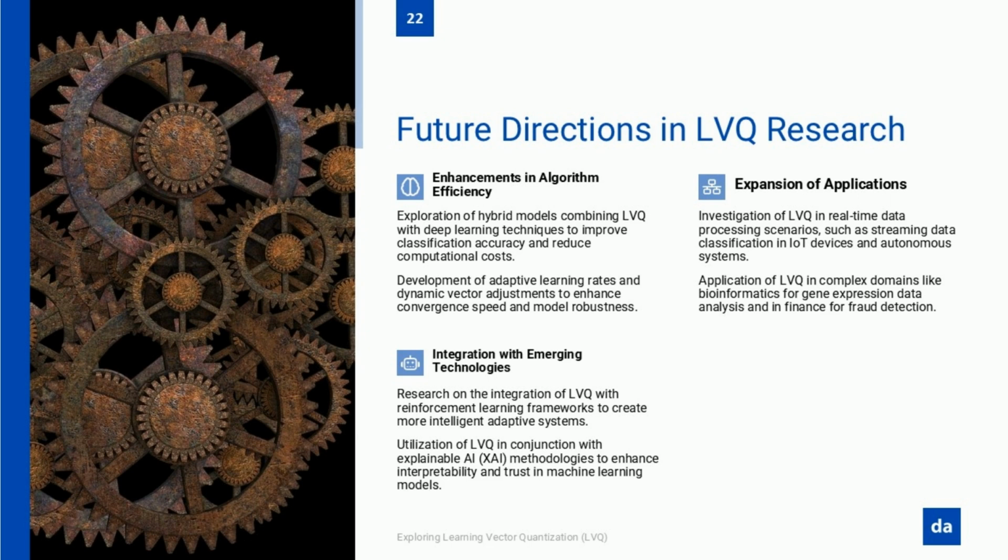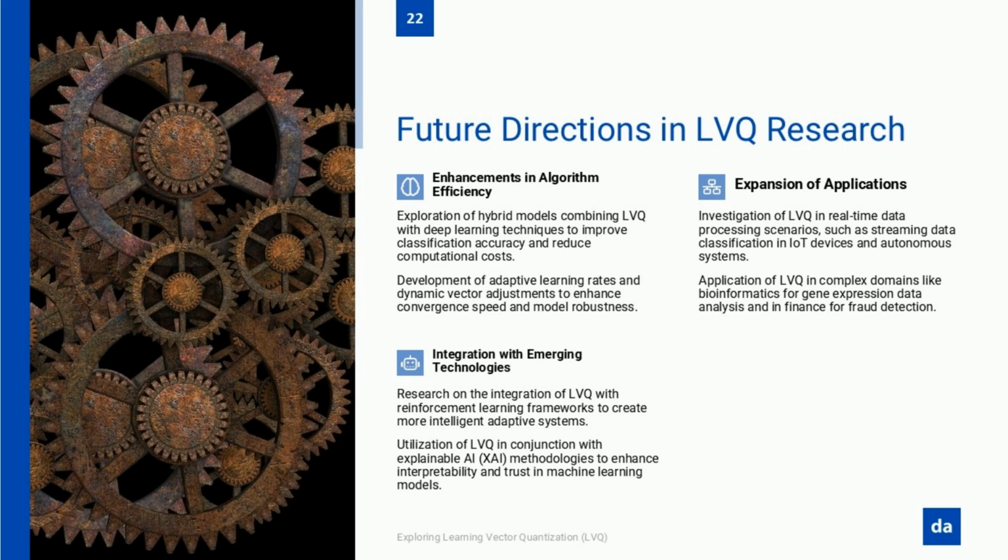One of the most exciting areas of LVQ research is its integration with deep learning. Right now, deep learning models like neural networks excel at feature extraction, but they often require huge datasets and massive computing power. LVQ, on the other hand, is efficient and interpretable. Imagine combining the two, using deep learning to extract meaningful, high-level features, and LVQ to handle fast, memory-efficient classification. This hybrid approach is already being tested in medical AI, autonomous systems, and advanced image recognition, and the results look promising.